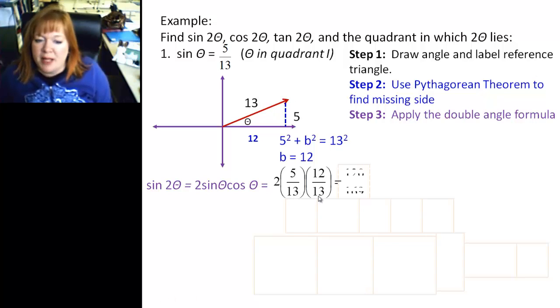Then I multiply straight across. I end up with 120 over 169. Yes, I know it's a fraction. Fractions need love too. It's also got big numbers. Big numbers need love too.